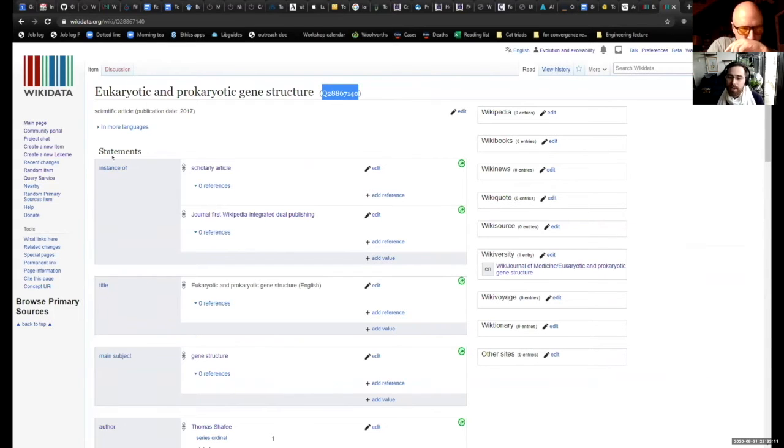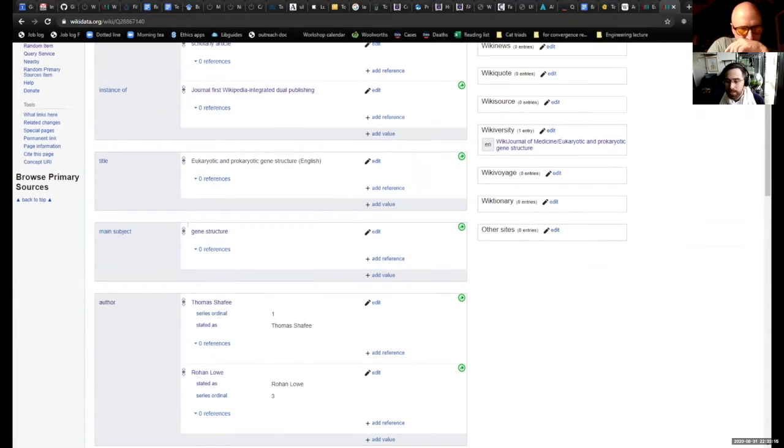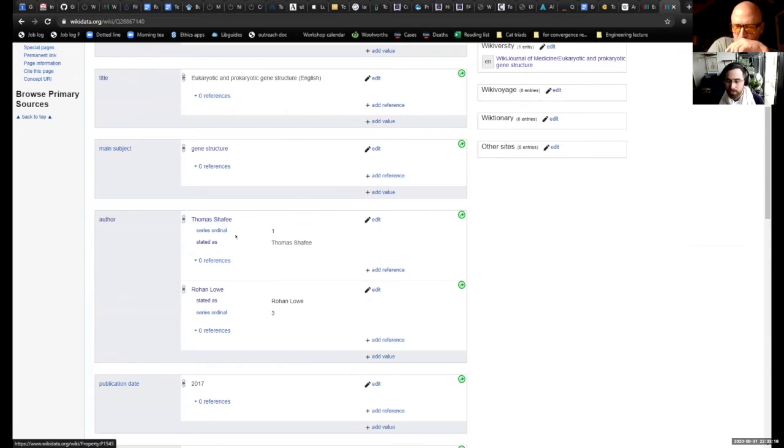So here we go. It's an instance of a scholarly article. Here's its title. Here's its main subject. Its main subject is gene structure. Here are its authors, Thomas and Rowan.